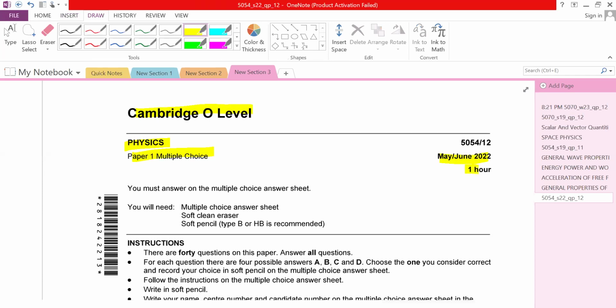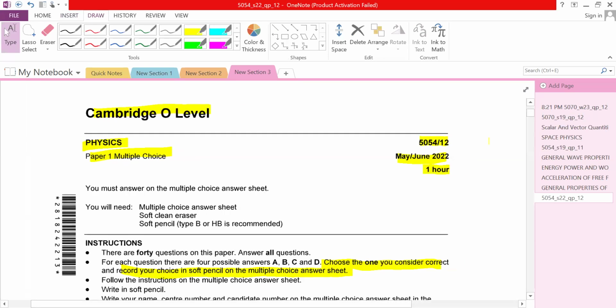This paper is of 1 hour and contains 40 MCQs, and each of the 40 MCQs has 4 options A, B, C, D. You have to choose the correct one and record your choice using a soft pencil on the multiple choice answer sheet. The code for O levels physics is 5054 and this is variant 1-2. Let's get started.